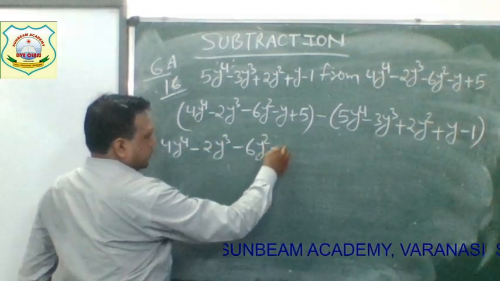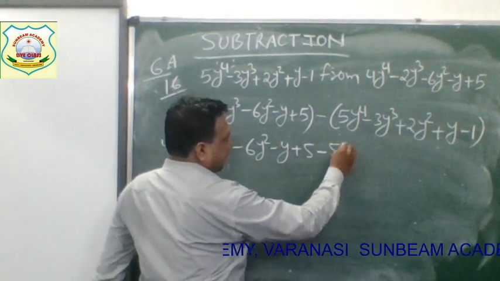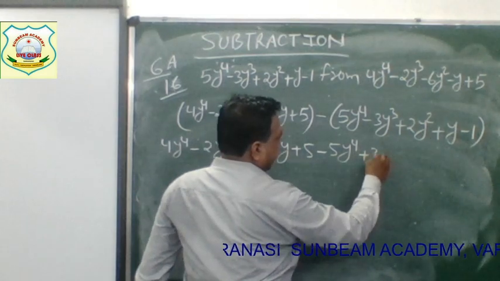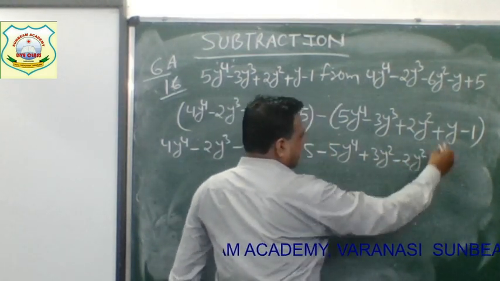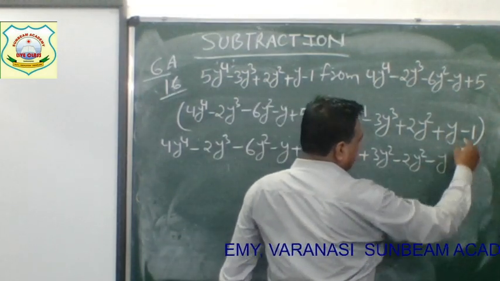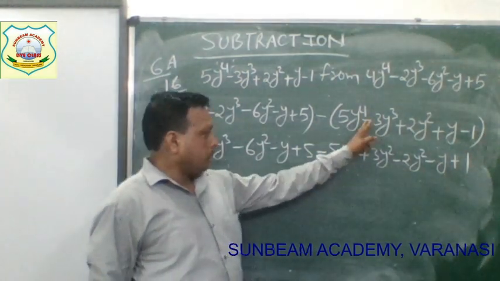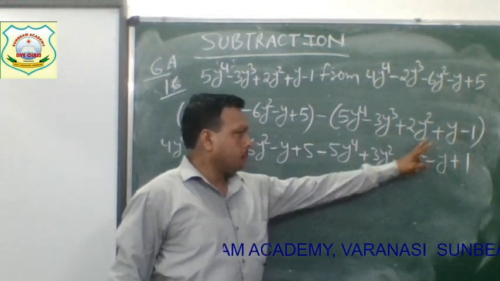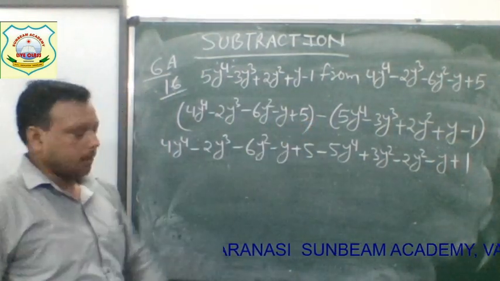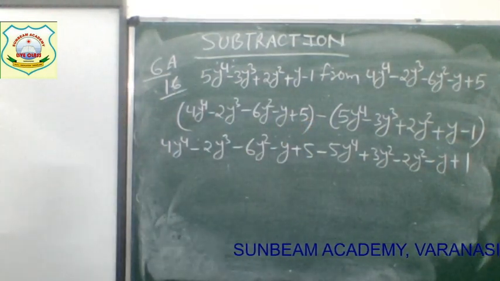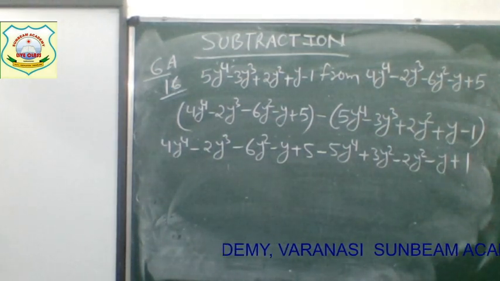Minus 6y square minus y plus 5 minus, now open the bracket: y power 4 plus 3y cube, the sign will change, minus 2y square. There plus is given, then minus, and minus is given, that is plus. You can see it, because there is a bracket before it, the minus is given. So 4y power 4.